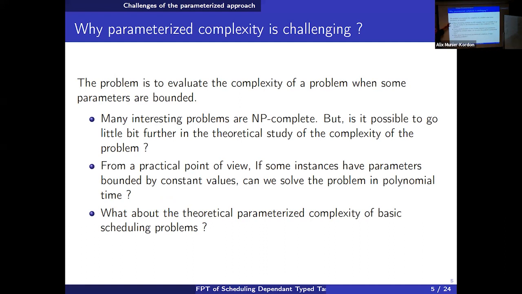So first, we have to choose the good parameter. And I would say it's an art to find the good parameter and to imagine that the problem will become easier if this parameter is bounded. The people working on scheduling problems for a long time were not interested in this kind of problem, and we have a lot of difficulties to find good parameters that will simplify the theoretical complexity of the problem.